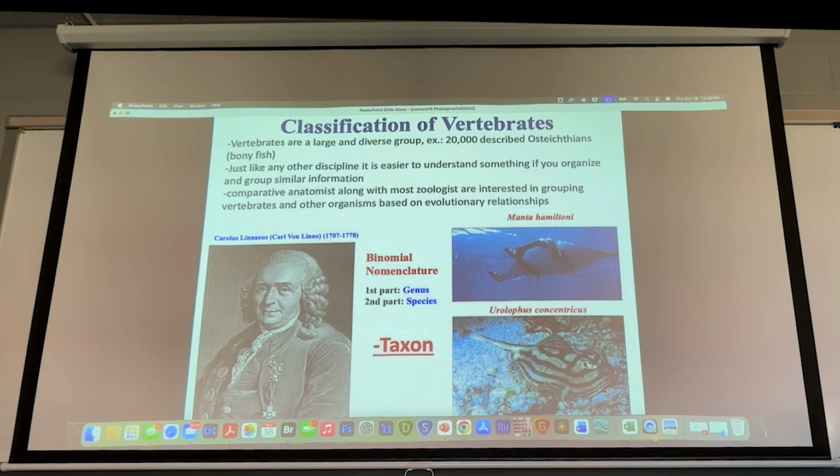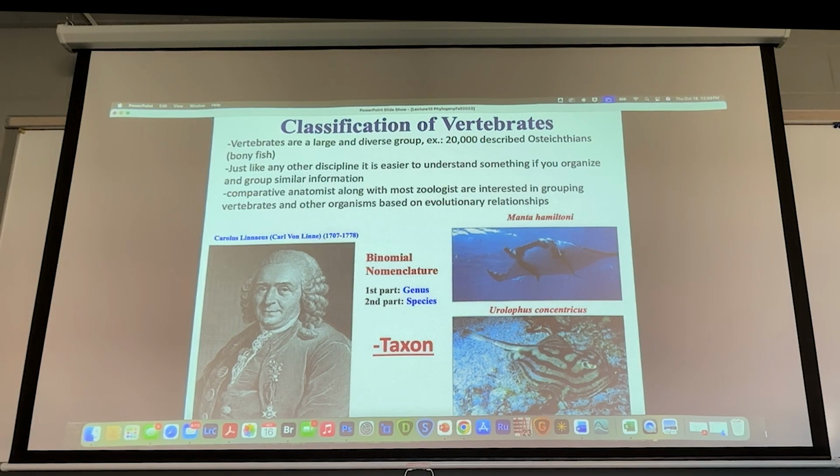Now, the first scientist to start doing this was a male, because they did most of science back in the 1700s. It was this guy here, Carl Linnaeus, and he came up with something called binomial nomenclature, which we still use today. This is how we name a species.